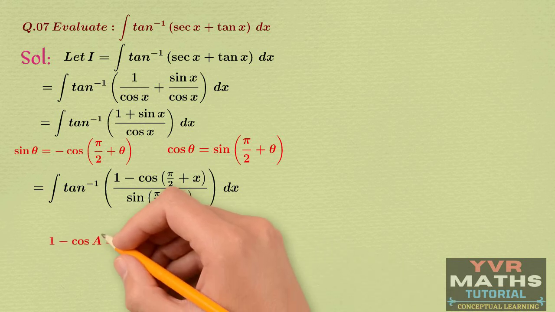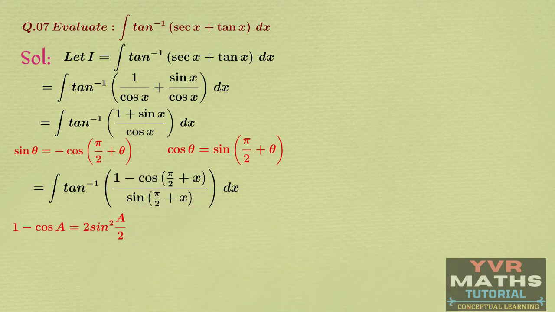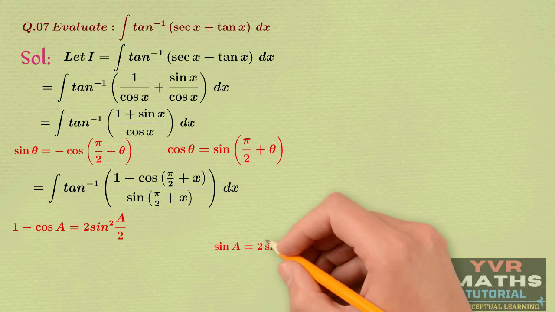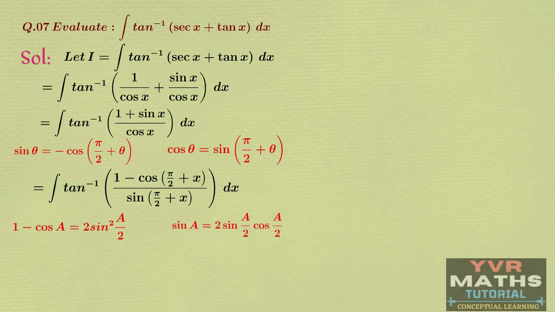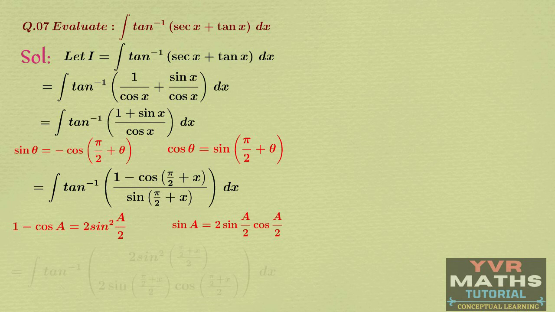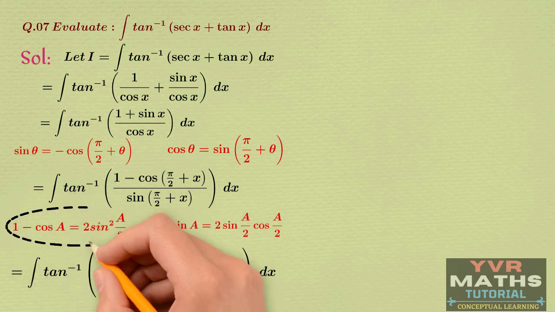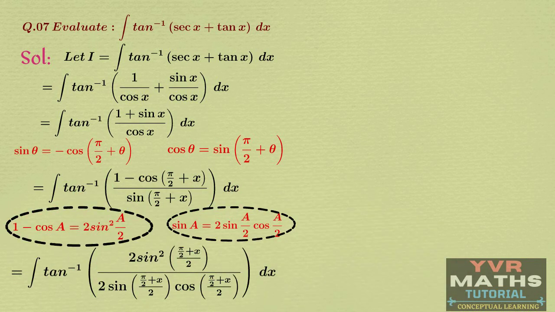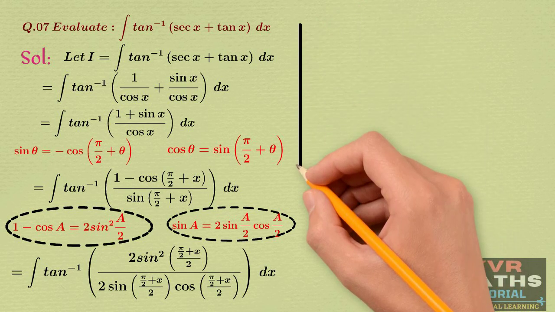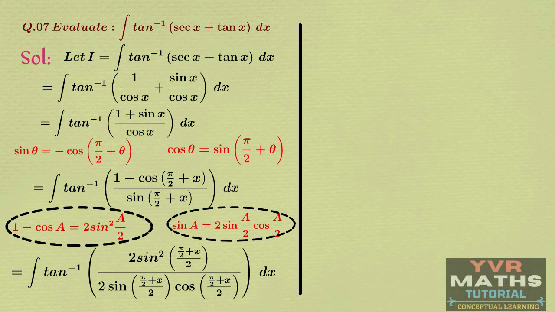We know that 1 minus cos a is equal to 2 sin square a by 2. In the same way, the sin a formula is 2 sin a by 2 cos a by 2. So based on these two formulas, the next step is integral tan inverse of 2 sin square pi by 2 plus x by 2 upon 2 sin pi by 2 plus x by 2 into cos pi by 2 plus x by 2 dx. So I applied these two formulas on numerator and denominator. If you see here, 2 get cancelled and 1 sin ratio cancel.